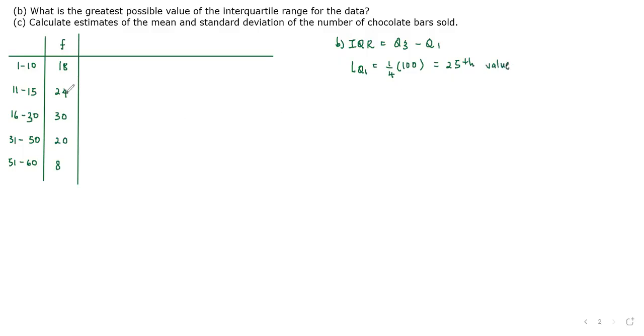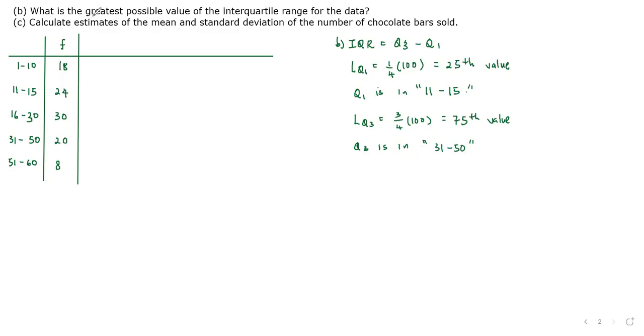The 25th value is in the class from 11 to 15. So we know that Q1 is in class 11 to 15. The third quartile has location 3/4 of 100. That is the 75th value. This 75th value falls in the class from 31 to 50. The 75th value is here.